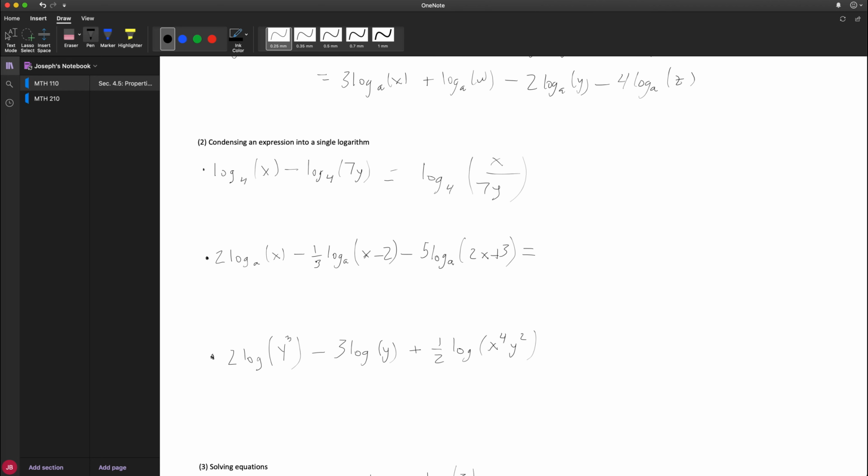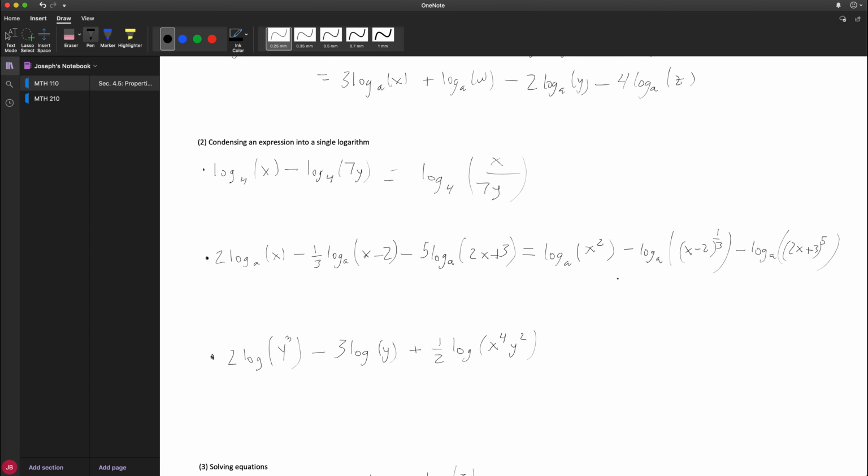First thing I'm going to do is use part 3 to pull these powers back up. Since I'm condensing, I want all these powers back up in front of the logarithms. So this is log base A x squared minus log base A of x minus 2. Now put parentheses around that to the 1/3. And minus log base A of, now put parentheses around 2x plus 3. And that's all to the 5th power, right?